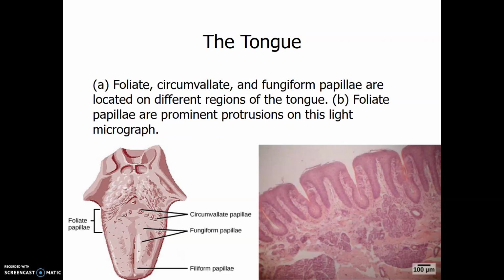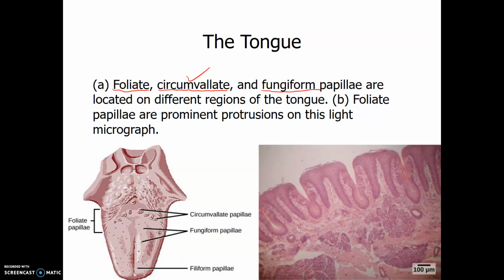All right, and the way the tongue is organized is the papillae of the tongue, the little bumps on the tongue, are where the taste buds are located. So there are foliate papillae, circumvallate papillae, and I saw several times in the quiz questions where they asked which ones have the most taste buds, and it's the circumvallate that have the most taste buds. And then the fungiform papillae, they're located on different regions of the tongue.